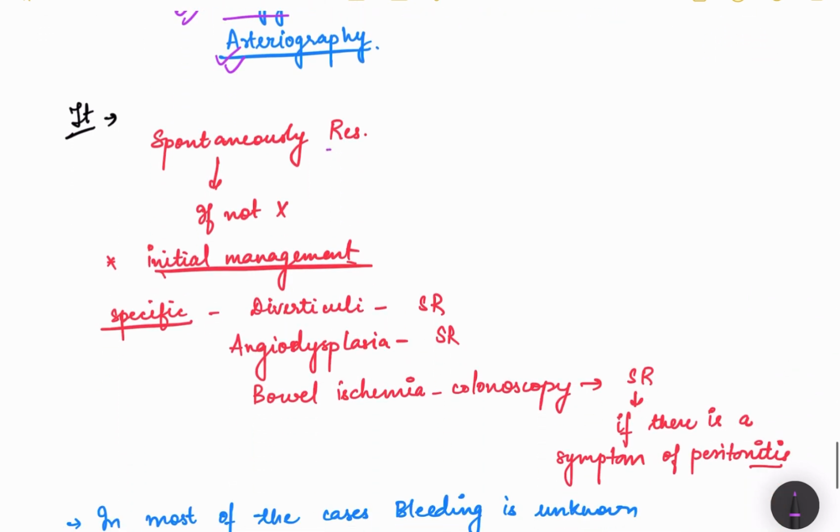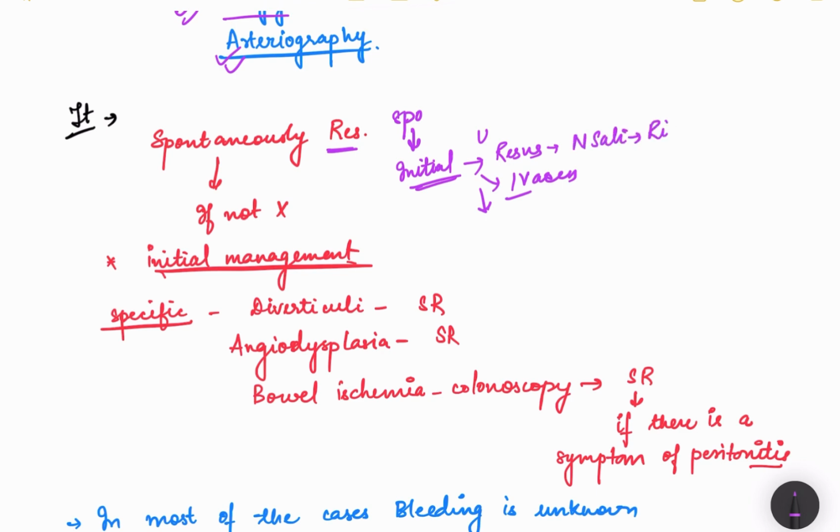Treatment, we have already studied, like it can resolve spontaneously. If not, first of all, we give initial management. We have studied in upper GIT bleeding, initial management like resuscitation of the patient. If the patient is losing so much fluid, we can give IV access also. Resuscitation includes normal saline and Ringer lactate. We can do tests on the basis of hemoglobin and hematocrit. Hematocrit is the most reliable indicator. So these are the initial management.